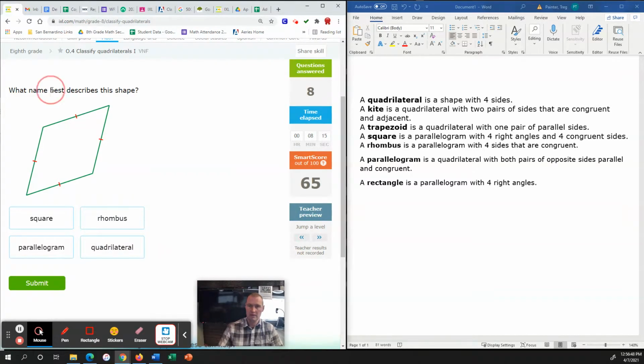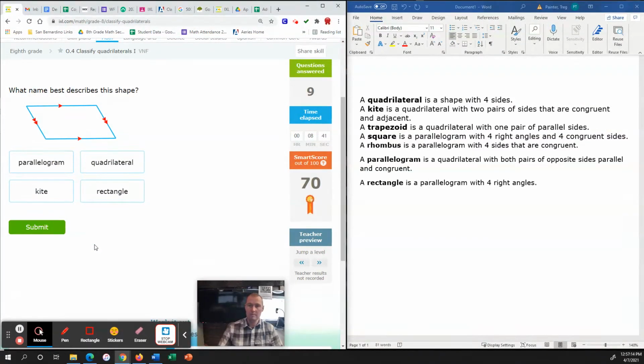Looking at the directions, best describes. So the most precise answer on this one, let's see if you guessed it. I think you're thinking rhombus is correct. Okay. Rhombus is the most precise answer because we have four sides that are congruent. Parallelogram, four sides don't have to be congruent, and a quadrilateral, four sides definitely don't have to be congruent. So rhombus is the most precise answer here.